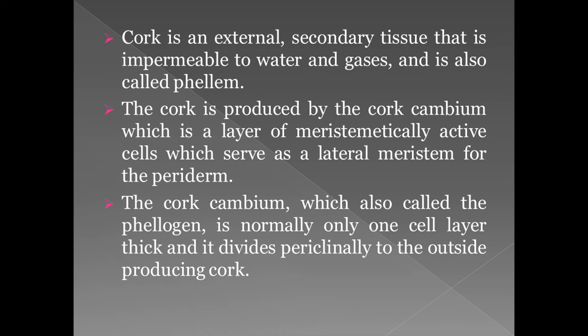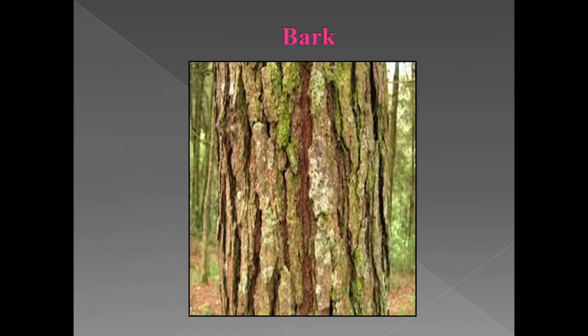The cork cambium, which is also called the phellogen, is normally only one cell layer thick, and it divides periclinally to the outside producing cork. This figure shows the bark layer on the tree trunk.